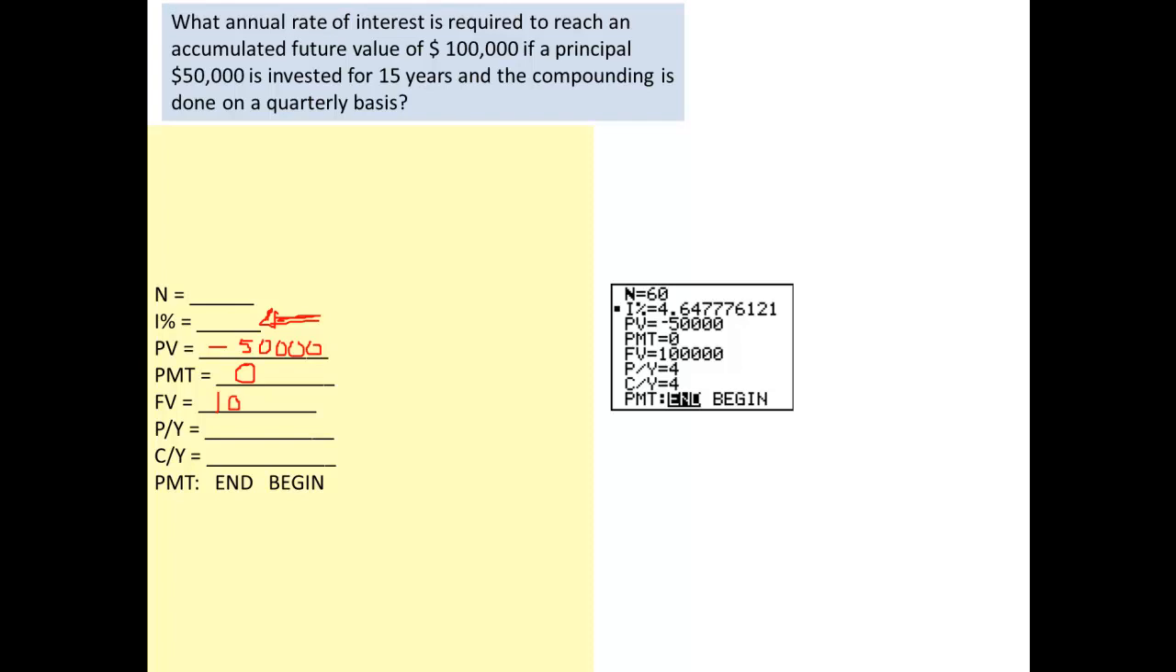And then the future value is, how long does it take for the money to double? So we're expecting $100,000 to come back. Now in terms of how the compounding works in this problem, it's quarterly. So these are 4s, and 15 years times 4 quarters per year equals 60 total compounding periods. And when we alpha solve, you see that we get 4.647776, etc.